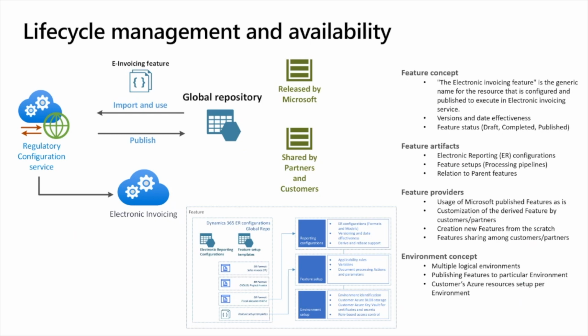For example, you can specify some additional parameters or you can adjust your configurations if it is necessary or in the pipelines. As soon as you have done the changes, you can either publish to global repository and share it with other partners and customers if you want, or you will be publishing that to electronic invoicing service, as we call deploy to electronic invoicing service. In this case, at this step, electronic invoicing service will know what it is and how it should operate in the particular scenario.